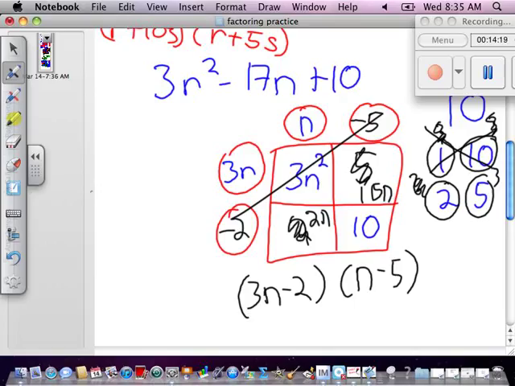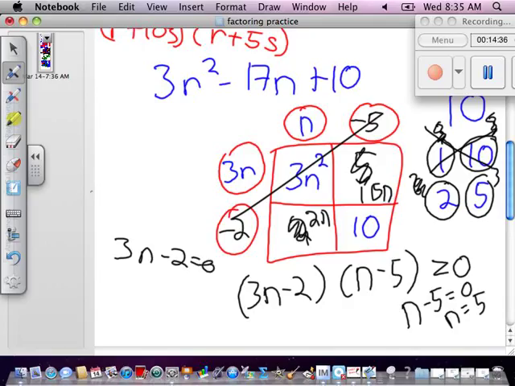What if I want to know what the roots are? What do I set it equal to? 0. So I set each one equal to 0, so I get n minus 5 equals 0, so I get n equals 5. I do it over here. 3n minus 2 equals 0, so I get 3n equals 2. Divide by 3, n equals 2/3. Done.